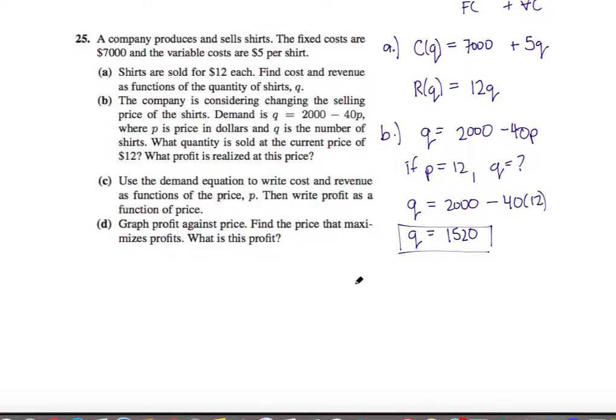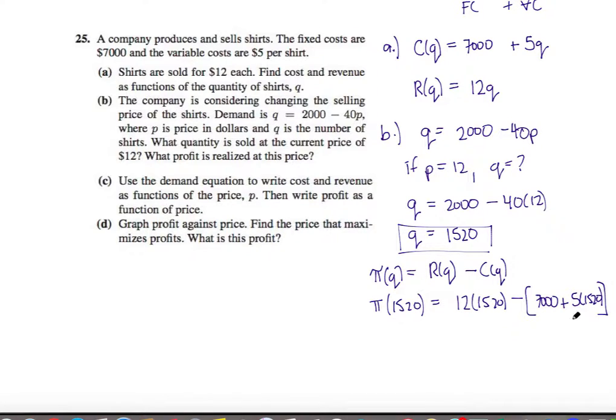Now, what profit is going to be realized at this price? Well, if Q is 1520, our profit as a function of Q is given by our revenue minus our cost. So our profit, if we plug in 1520, would be our revenue, which is 12 times Q, which is 1520, minus 7,000 plus 5 times 1520. So our profit for this particular number of shirts would be, once we go into a calculator here, we get a profit of, we'll assume in dollars, $3,640.